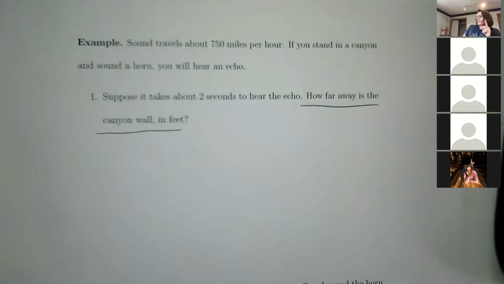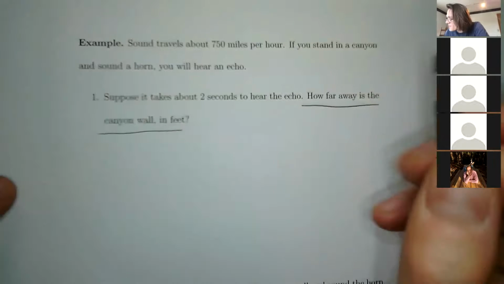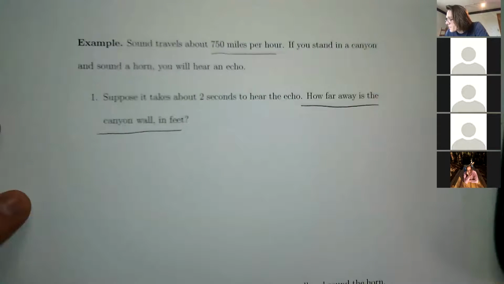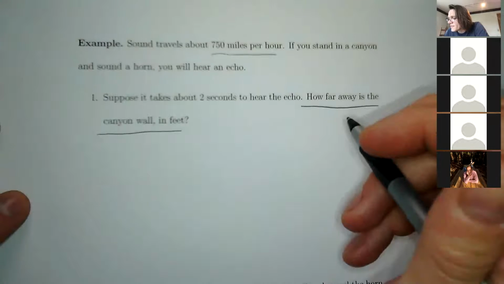And just like the other problems we did with the patio and the hose, we're going to make some assumptions. Obviously sound travels differently through different materials and different air. If it's warm in one part of the canyon and colder in the other, it might make the sound travel at different speeds, but we're going to ignore all that and just say it travels at the same speed everywhere. It's definitely interesting in any case. But yeah, so it travels at 750 miles per hour. How far is the canyon wall in feet?